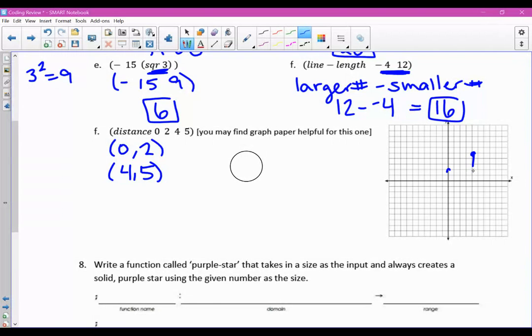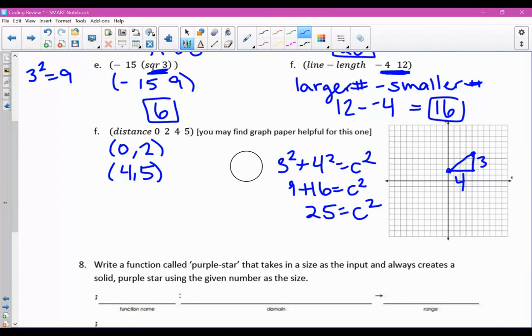Oh, right. So right triangle, distance. So this length is 3 and this length is 4. So if we want to find the distance, we're going to do 3 squared plus 4 squared equals c squared. 9 plus 16 equals c squared. This is 25. And in order to cancel the square, we take the square root. So C equals 5.